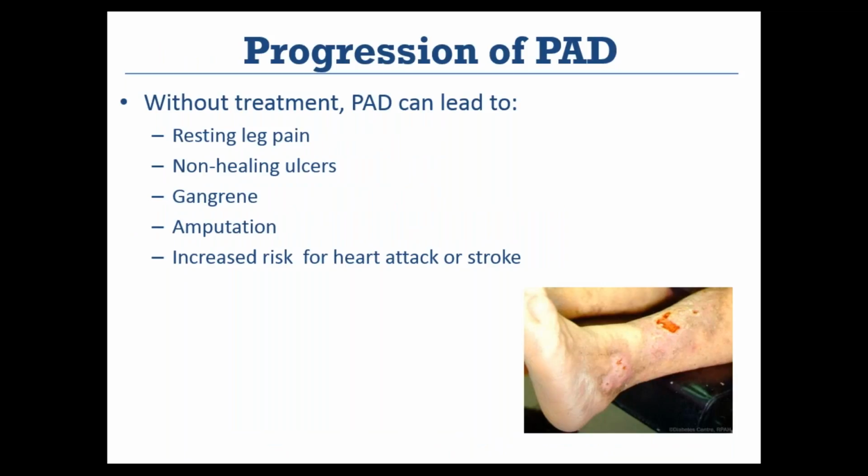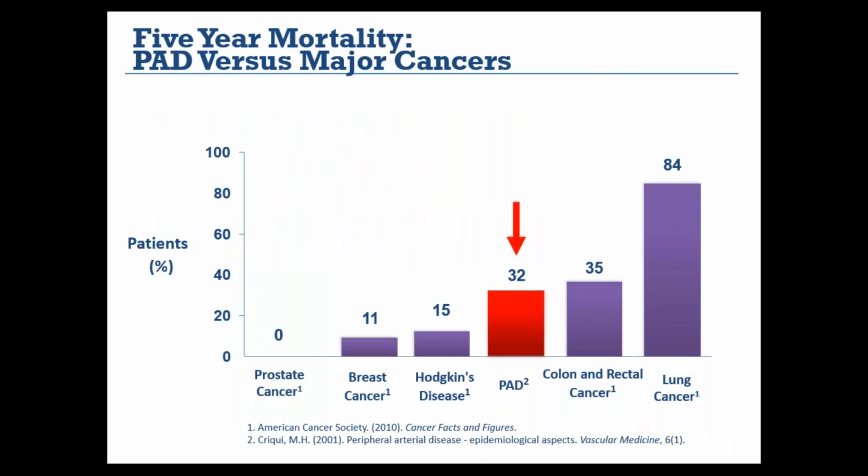Without treatment and early intervention, PAD can lead to resting leg pain, non-healing ulcers, gangrene, amputation, or an increased risk for heart attack or stroke. Like I was mentioning a moment ago, in terms of 5-year mortality, patients with PAD have a lower survival rate than patients with breast cancer or Hodgkin's disease. In fact, cardiovascular disease accounts for more deaths than cancer, infection, and trauma combined.